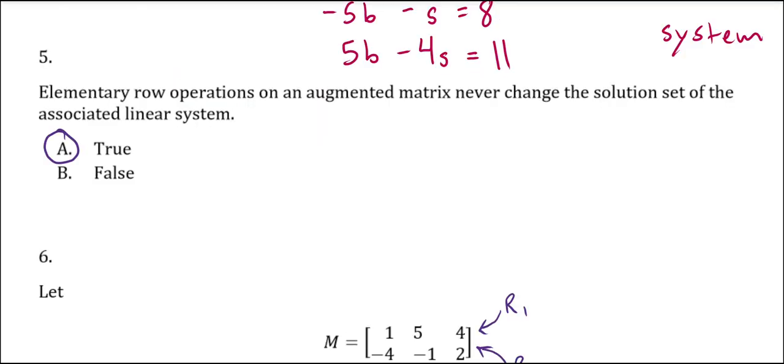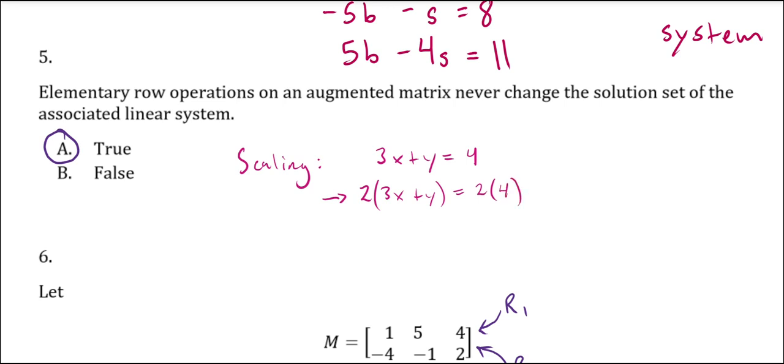The next question asks us about whether or not the elementary row operations will change the solution set of the associated linear system. Now, the idea is that these operations will not change the set of solutions. Let's discuss what they are. We could scale an equation by taking a row, which represents an equation, like, for example, 3x plus y equals 4, and we might scale it by multiplying the entire equation by some constant. This is the same as multiplying by that constant on both sides, and as you could probably guess, that's not going to affect the solutions for that particular equation.